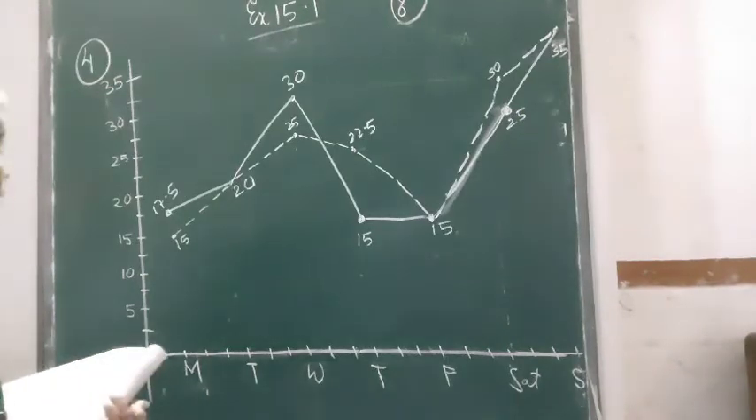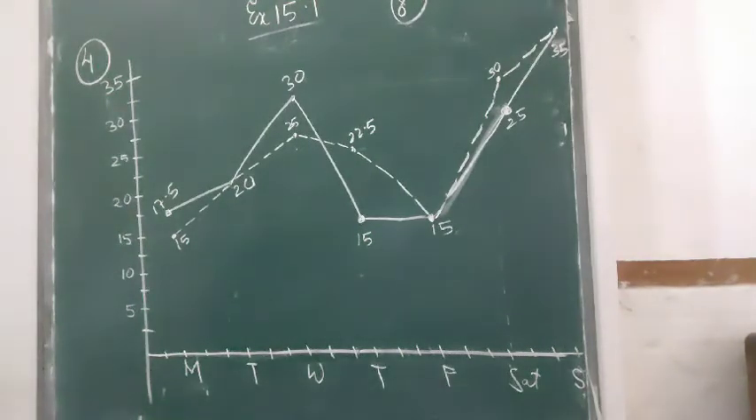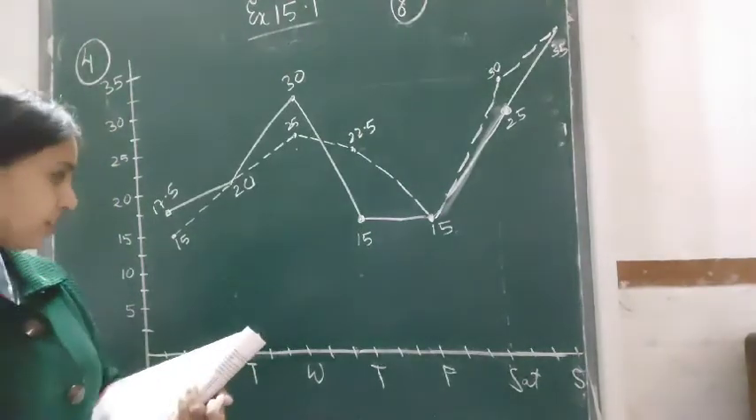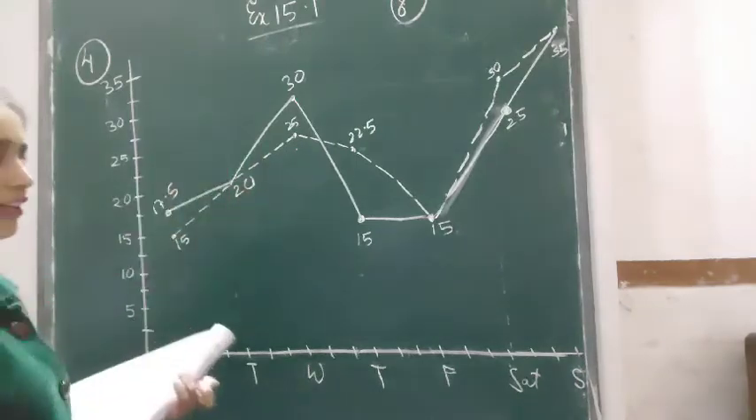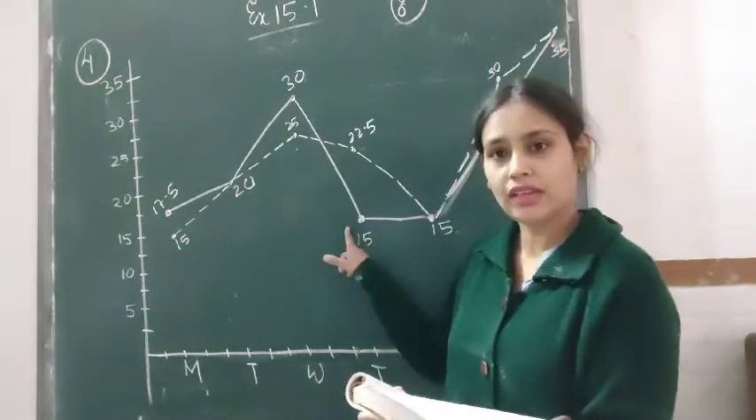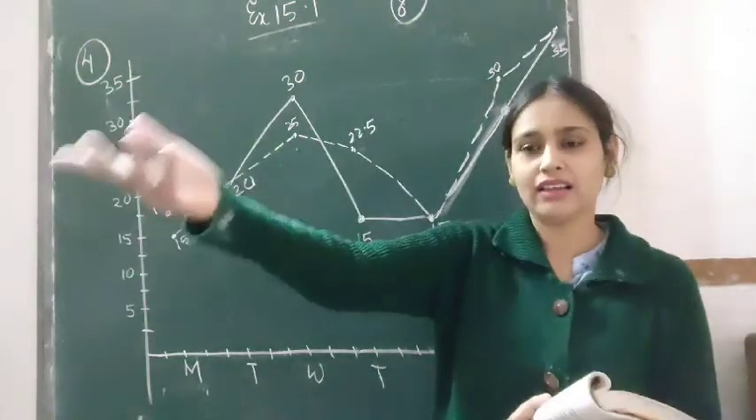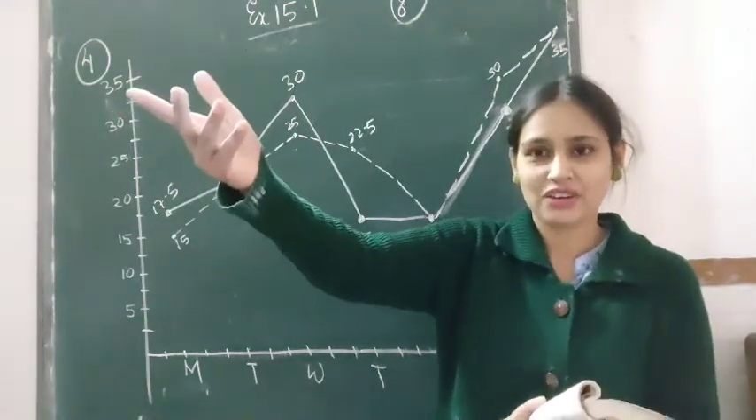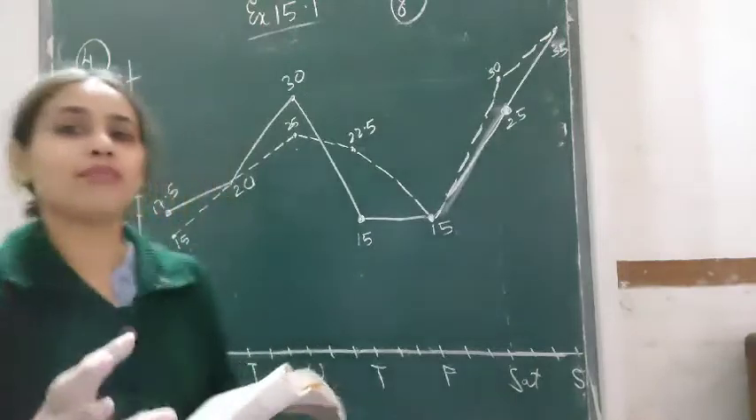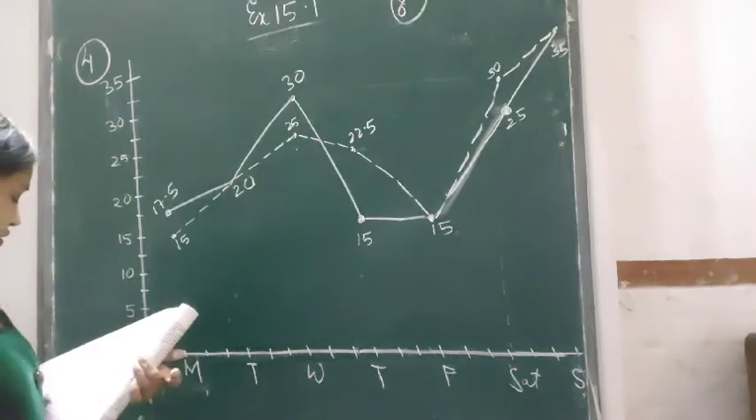Starting with question number 4 now, you can see this is the weather forecast. You can see there are two lines, one is dotted, one is proper line. So the actual one is the line which is proper, and the dotted one is the forecast, means predicting, that the temperature may vary from here till here. So we have to answer the following questions.